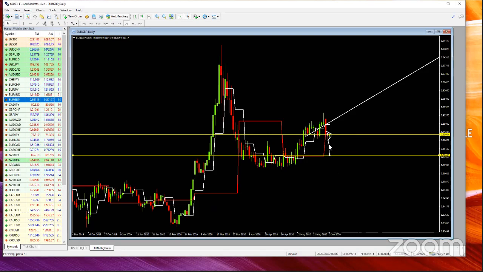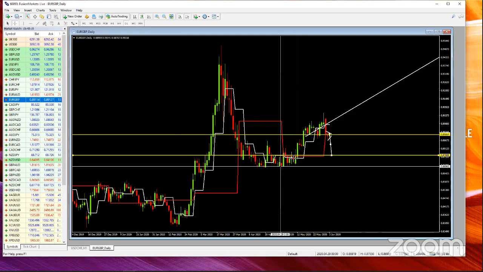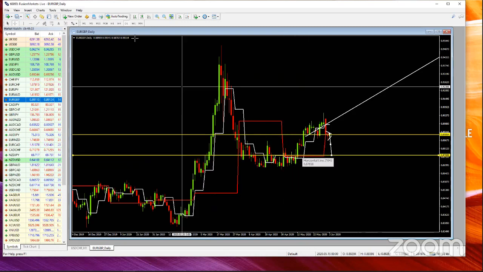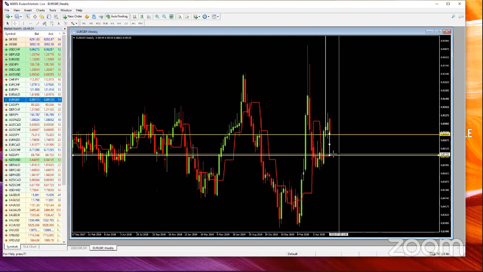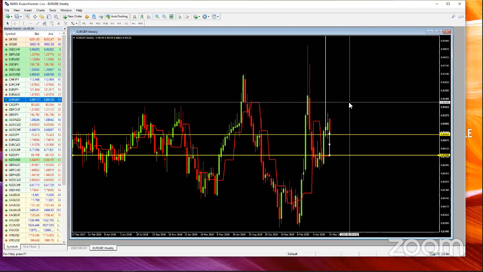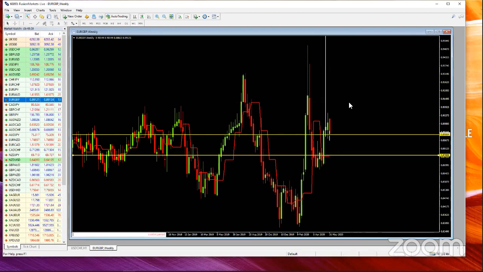If that was to break down, then it's possible that we see these lows again. And if you look at that on a daily chart, that doesn't look beyond the realms of possibility. We might well have a bear flag. That leads us back into this weekly test area, if you like.